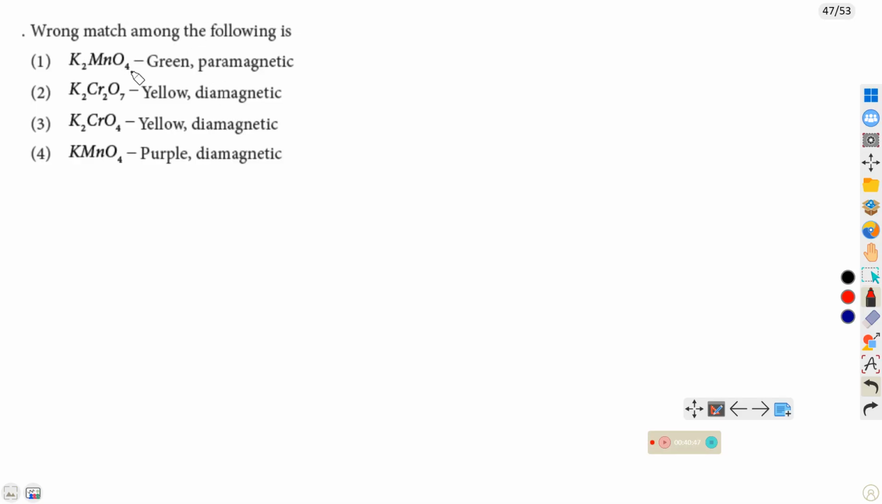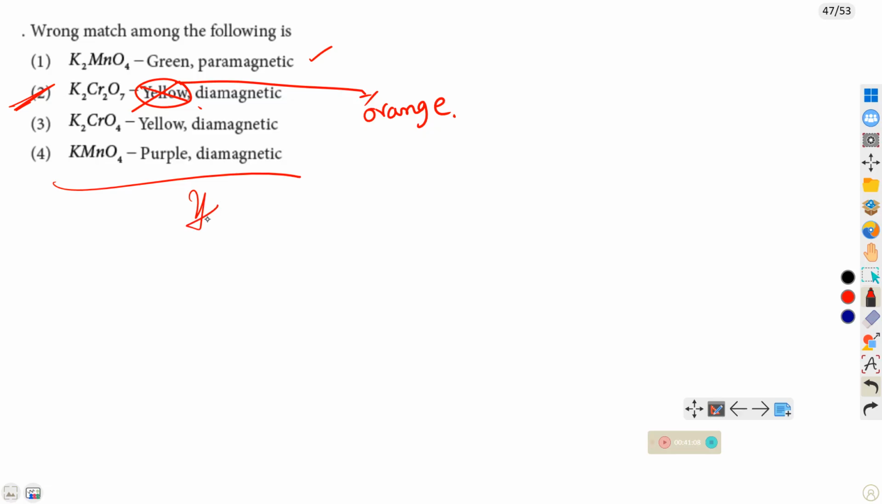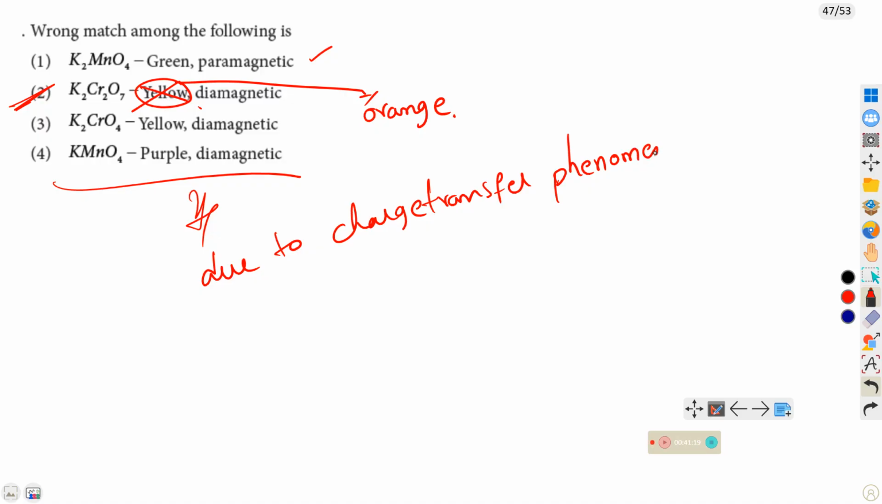Wrong match among the following. K2MnO4 green color paramagnetic, correct. K2Cr2O7 wrong match, not yellow color. K2Cr2O7 color is orange. All these compounds are colored due to charge transfer phenomenon. In the last video I already uploaded how these are colored.